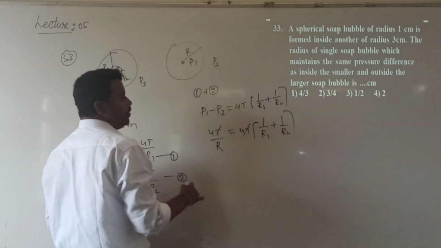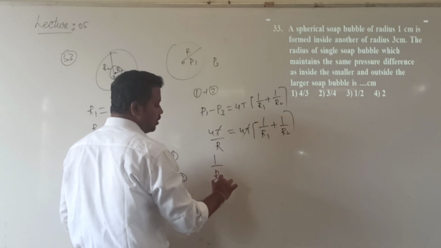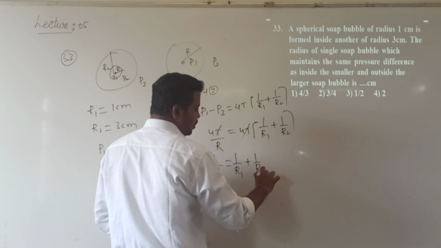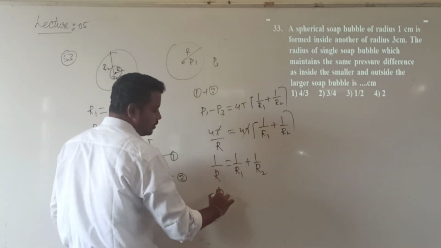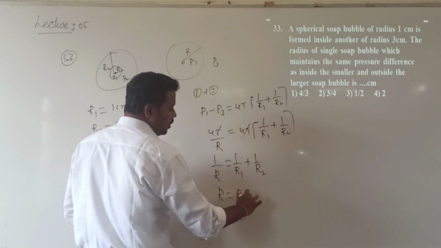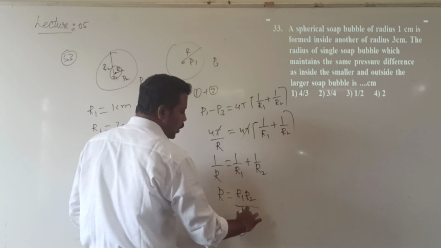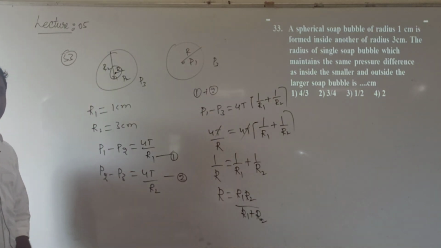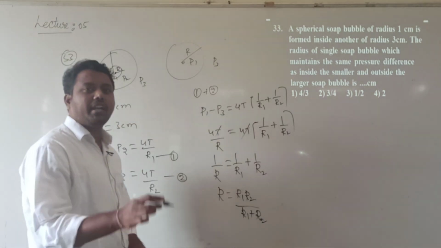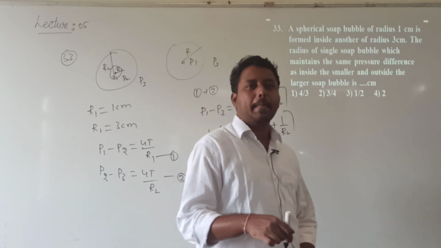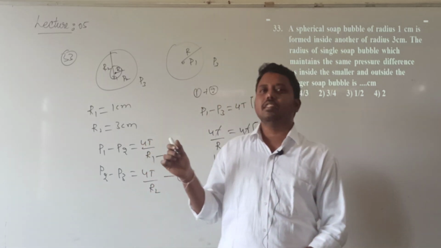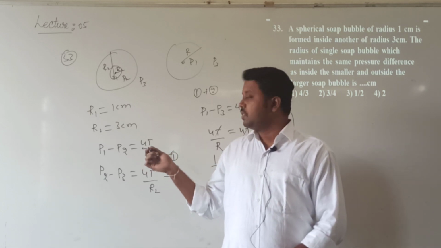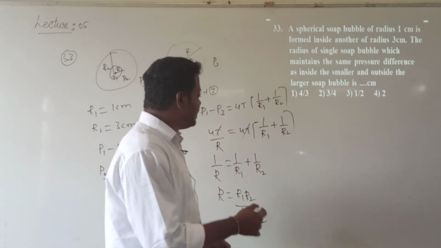Then 4T and 4T cancel, 1 by R is equal to 1 by R1 plus 1 by R2. So the value of R is equal to R1 into R2 divided by R1 plus R2. Those who followed the concept class, after seeing the question, will immediately recall, okay, this is the formula. I derived it once again because a few members skipped the concept class, so for their purpose I derived this.